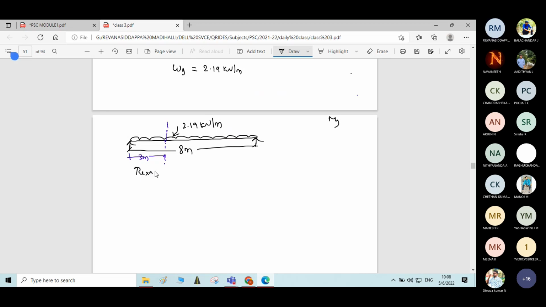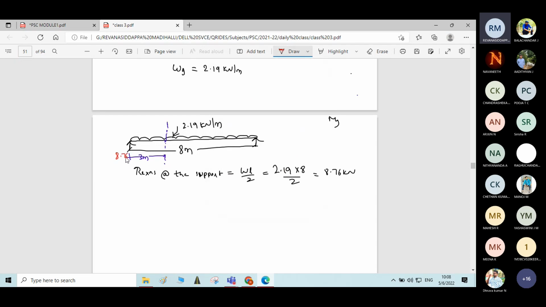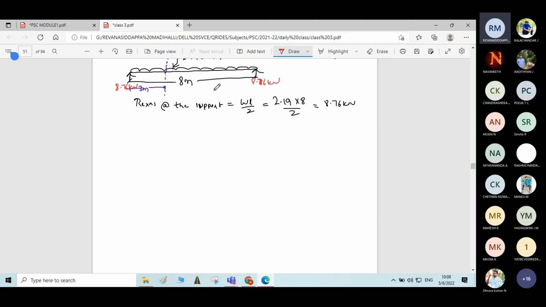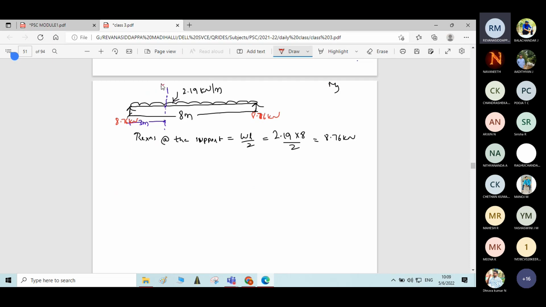Reactions at the support is equal to how much? WL by 2, that is 2.19 into 8 by 2. Okay. So how much will you get? 8.76 kilonewton. First you calculate the reaction at the support. So I'll write the reaction at both supports, 8.76 kilonewton on either side. Okay. Now this distance is 3 meter. The intensity of load is 2.19 kilonewton per meter. Therefore, moment at section XX.